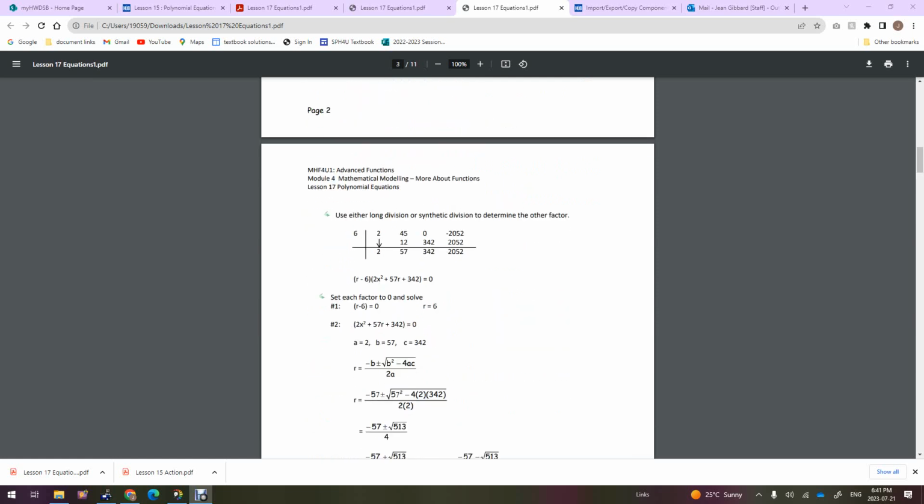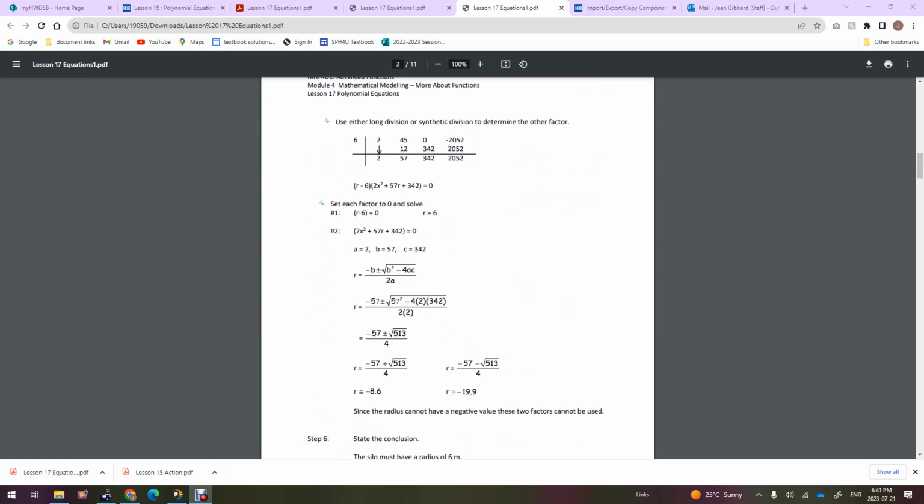Now, moving on, you can either use long division, which I've given you, or you can use synthetic division, which is also shown here, to determine the factors. You can choose which method you work out the factors with. And so from there, we find that r is negative 8.6 and r is negative 19.9.